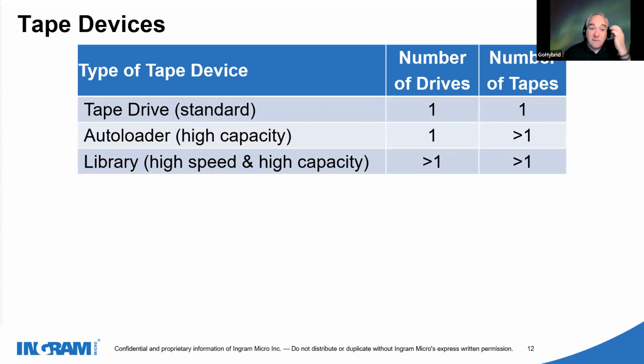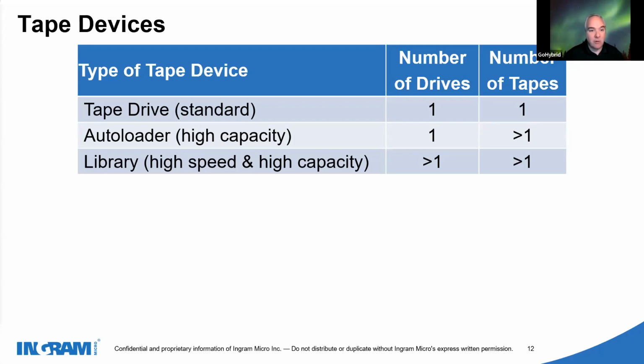Let's say I usually kick off my backups at 5 p.m. If I have a ton of stuff to back up, even if the capacity can be held by the number of tapes in my autoloader, if it takes me 26 hours to back up, I'm going to have a problem if I'm kicking off a new backup every 24 hours and it takes me 26 hours to back up. The solution there is a library.